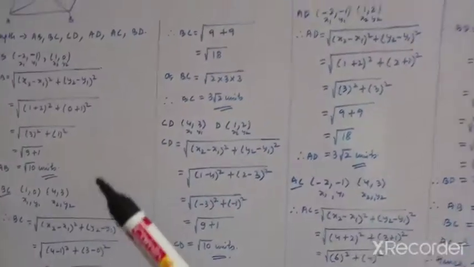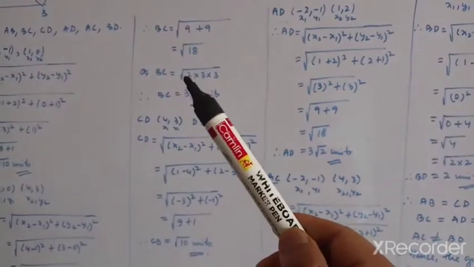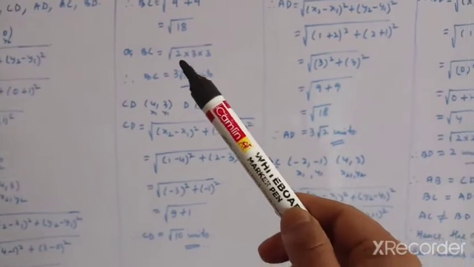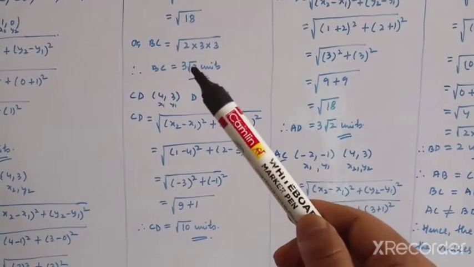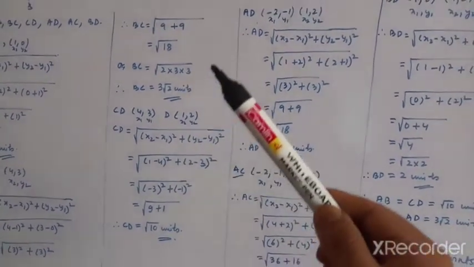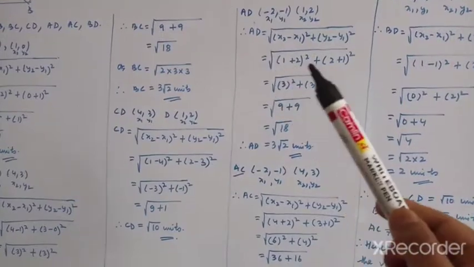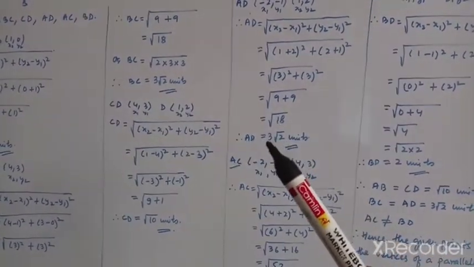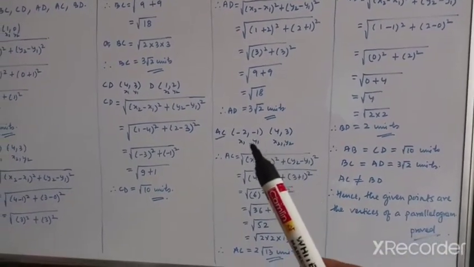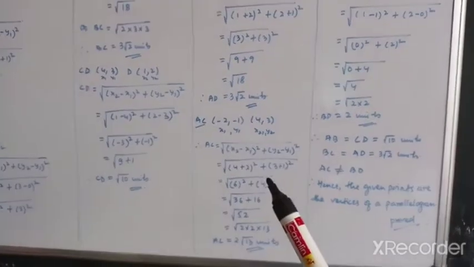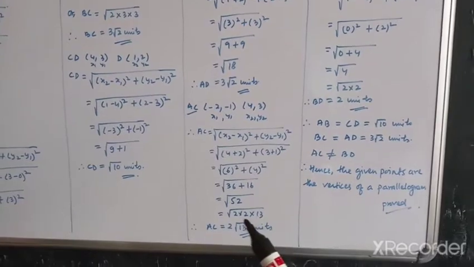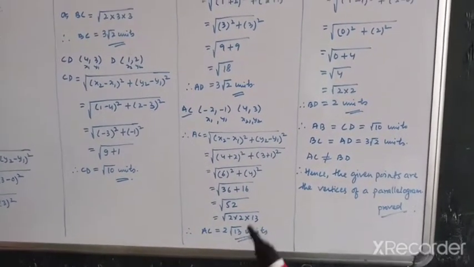BC you get as root over 18. For root over 18, find the factors. If you get a big number, find the factors. So 2 into 3 into 3, this is a pair term, so this will come out as 3 root 2. Then similarly CD will again come as root 10. Then again AD, you get root over 18, so that will be 3 root 2. Then AC, again replace the values. AC is your diagonal, so 52 means 2 into 2 into 13, so this pair term will come out as 2 and root over 13.